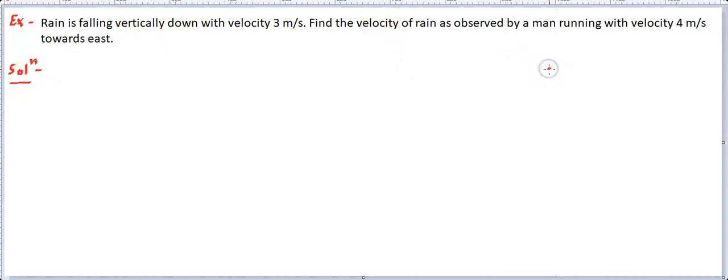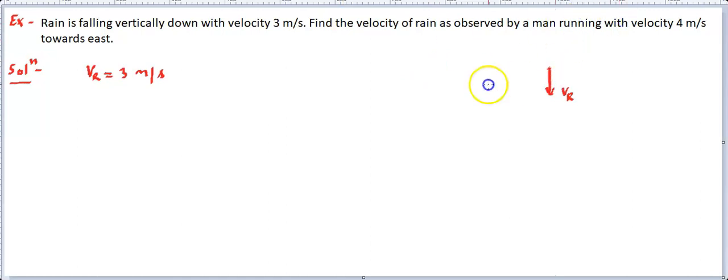This is the velocity of rain or raindrops, we can call that VR, and that is given to us. What is the VR, the velocity of rain, as a magnitude? That's 3 meters per second. We will be using it whenever the need arises.